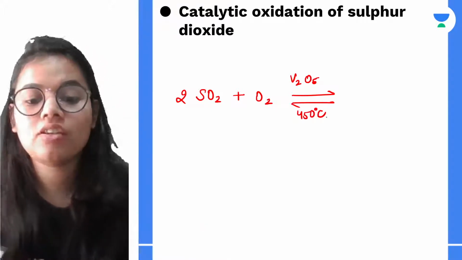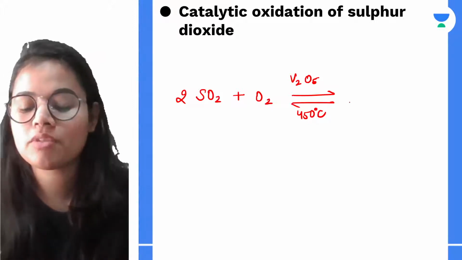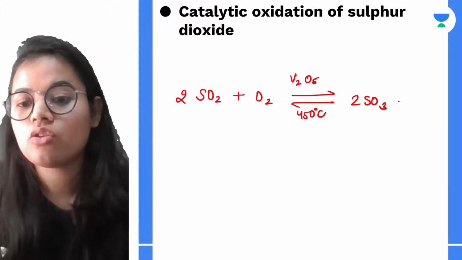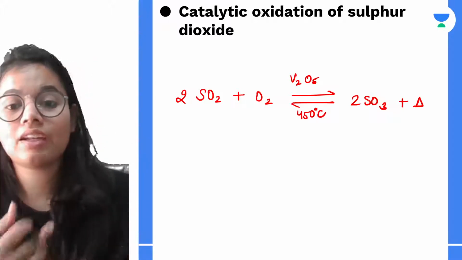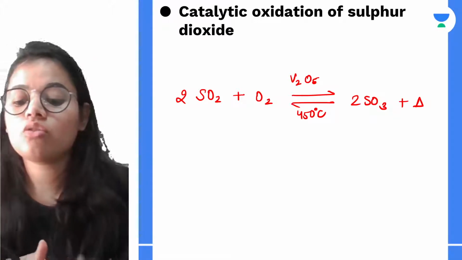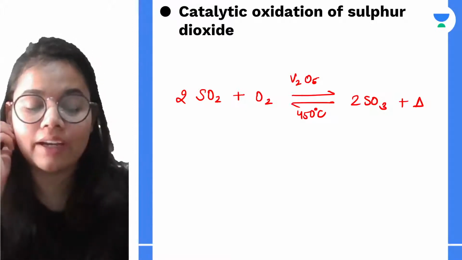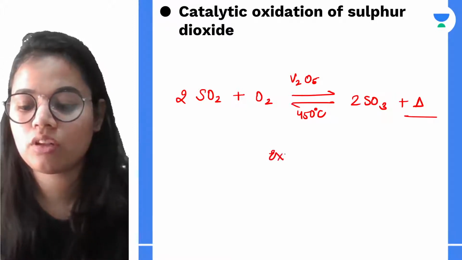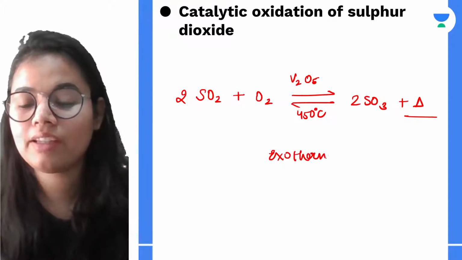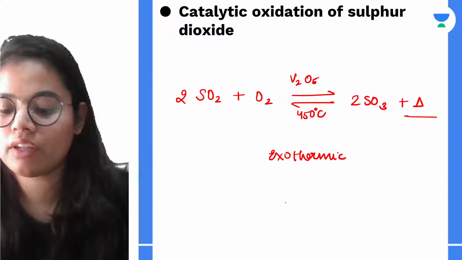Because you will have MCQ type questions, right? You could be asked what is the catalyst used in the contact process, or what is the catalyst used in Ostwald's process. So you should know the catalyst. Now this reaction is highly exothermic. It gives out a lot of heat.